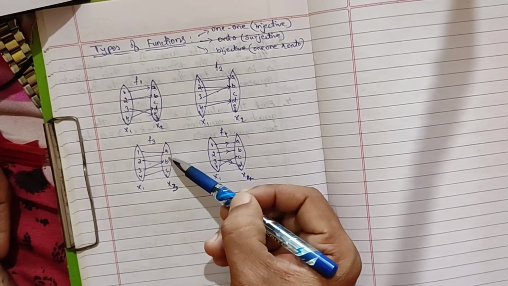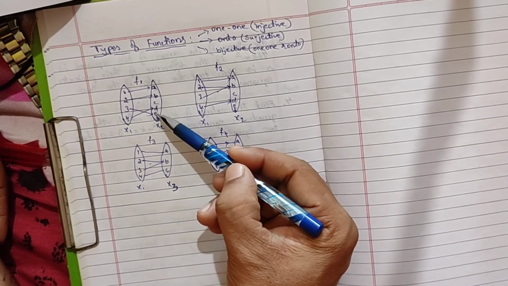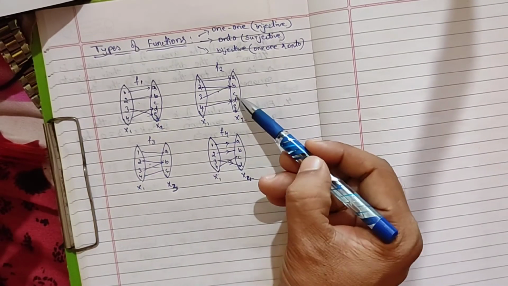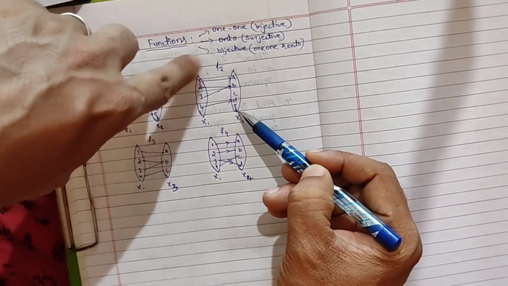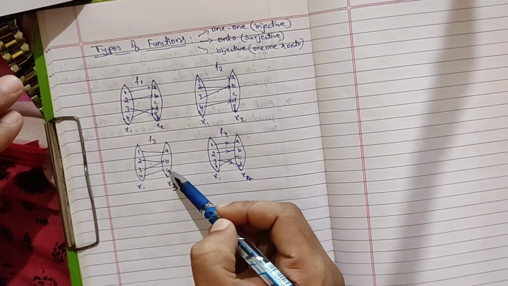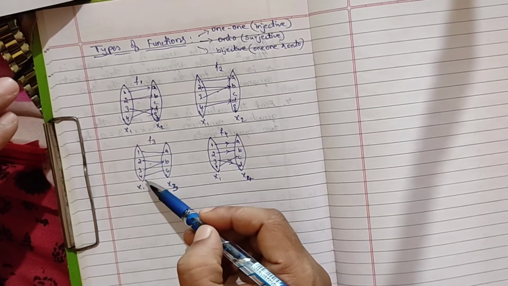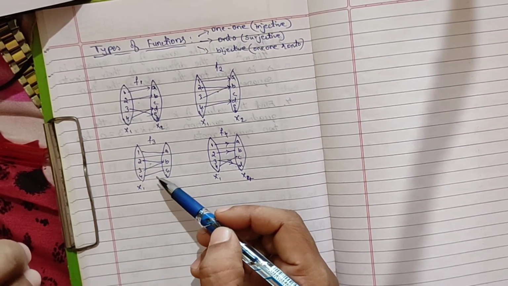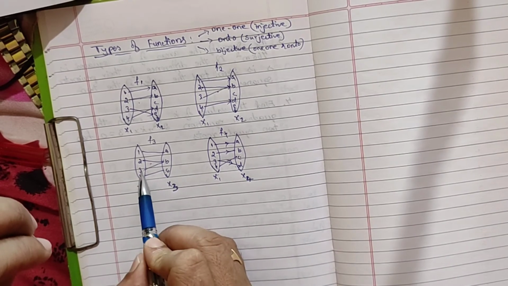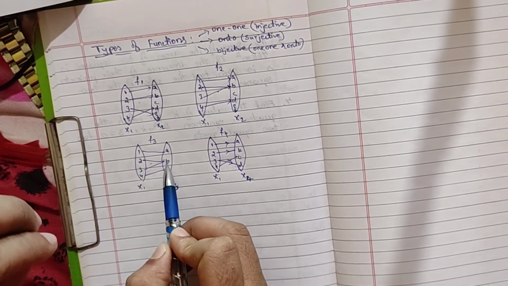Here there is no image for C and F, so that is not an onto function. Here C, E, F are remaining, therefore this is not an onto function. Here A, B, C, all the elements have images, therefore this is an onto function, but it is not a one-one function. Why? Because 2 and 3 are both related with B.